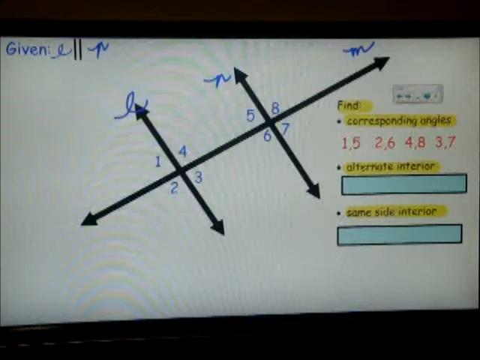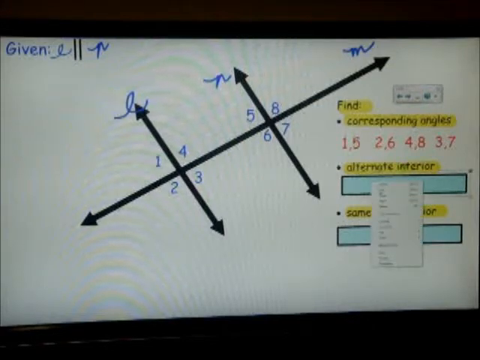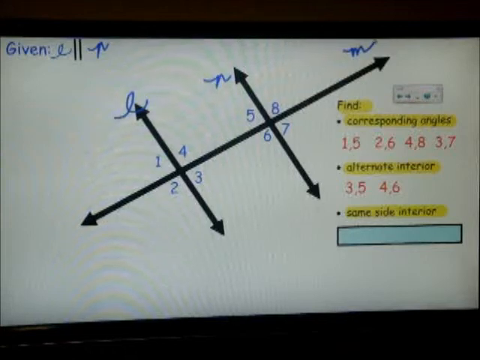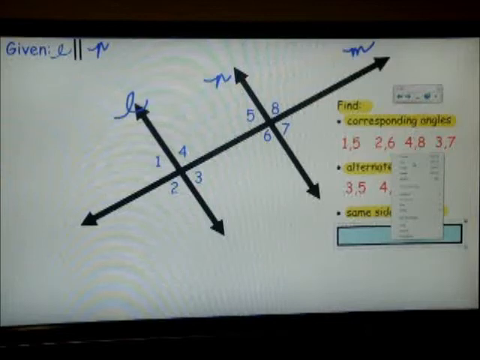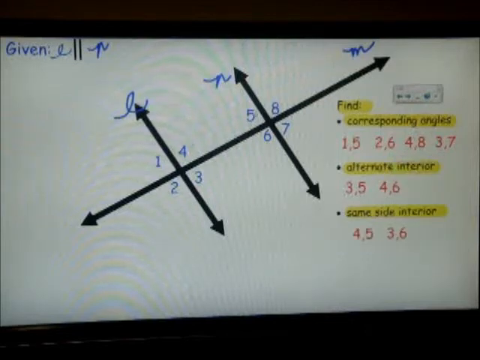Alternate interior and same side interior all include what's inside, what's inside lines N and L. Remember, alternate means that they're the opposite ones. So that's 4 and 6 and 3 and 5. And same side means not that they're supplementary. Just like 4 and 3 here, they're supplementary, they're a linear pair. But same side interior means something different. They're not separated by a ray. Now, I didn't go through all the different types, but we will see the other types as we go through our problems.